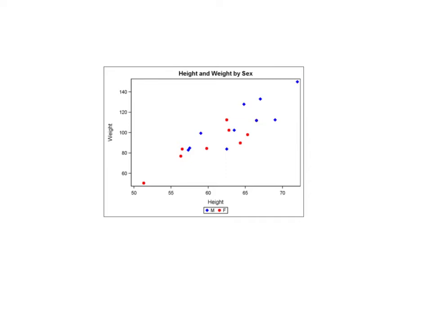Hi, tonight our video is on discrete and continuous graphs. So here we have a graph of people's height and weight based on gender. The blue dots represent the males and the red dots the females. Now this is an example of what we would call a discrete graph.